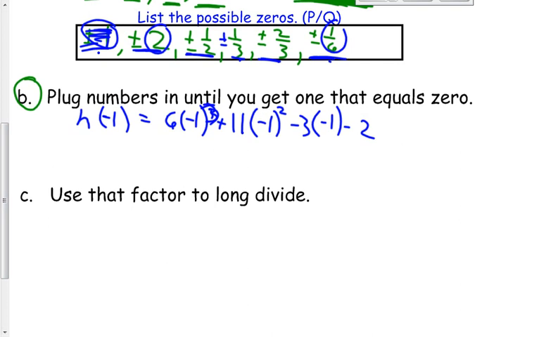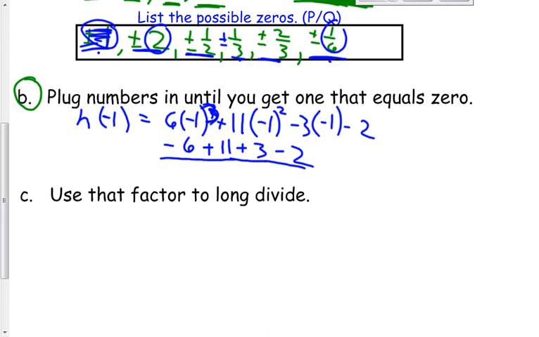A negative 1 cubed is a negative 1, and a negative 1 times 6 is a negative 6. A negative 1 squared is a positive 1. 1 times 11 is a positive 11. 3 times a negative 1 is a positive 3, and then minus 2. So this would give us 5. 5 plus 3 is 8. 8 minus 2 is 6. Rats! That didn't work either.